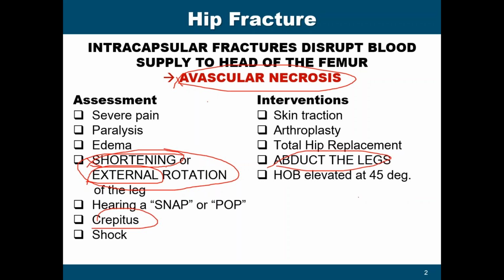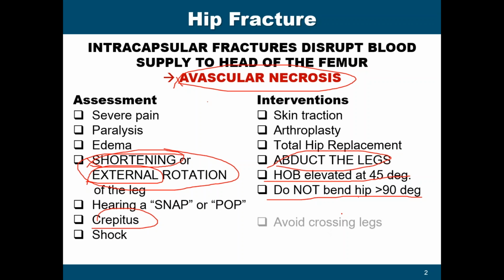The head of the bed must be elevated at 45 degrees, and the patient must be positioned in such a way that they do not bend the hip beyond 90 degrees, because bending beyond 90 degrees results in dislocation. So these three are priorities in the NCLEX. They are usually asked in the test questions, so you have to be very careful.